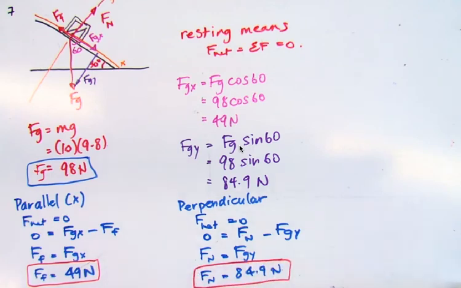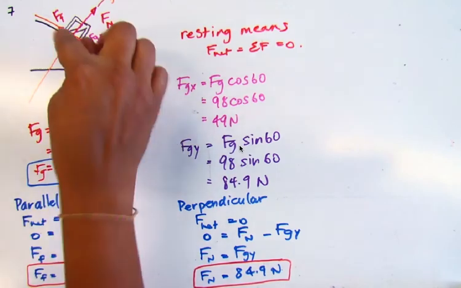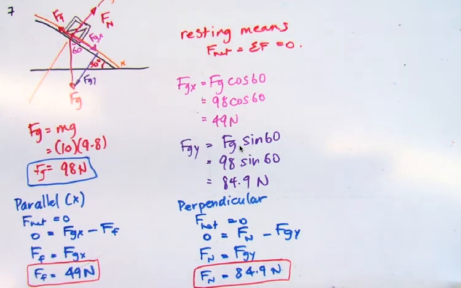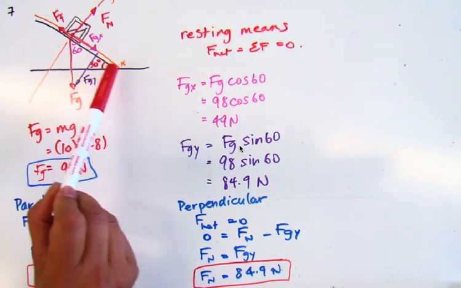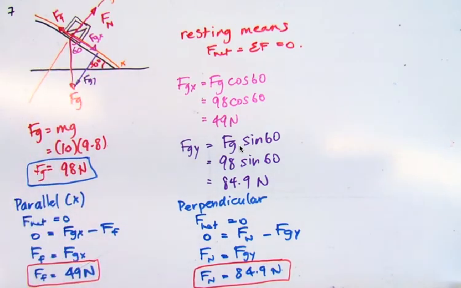Again, it's interesting to note that the normal force is smaller than the force of gravity, and that's because only a component of the gravity is pushing down on the slope. The other component of it is trying to pull the object down the slope. So its value would be a little bit smaller than the force of gravity if it was just on a flat surface.